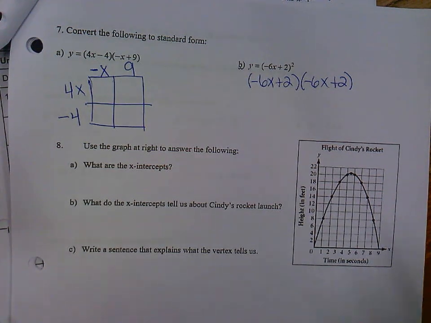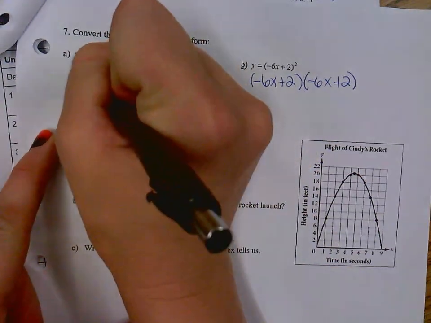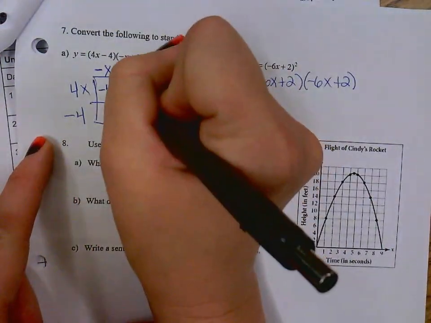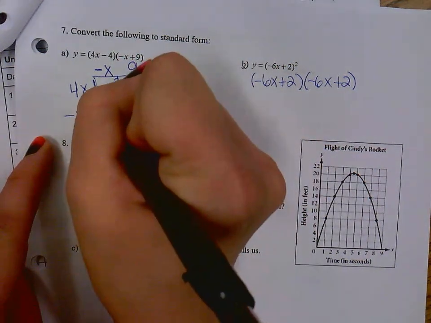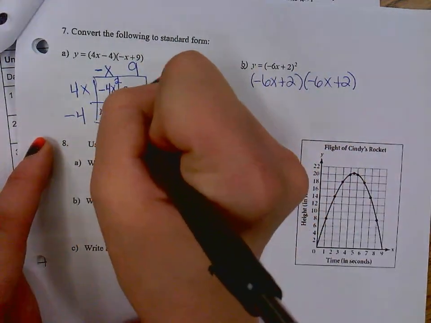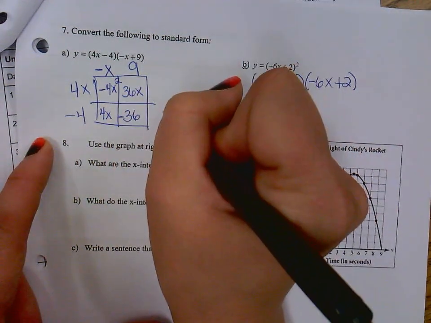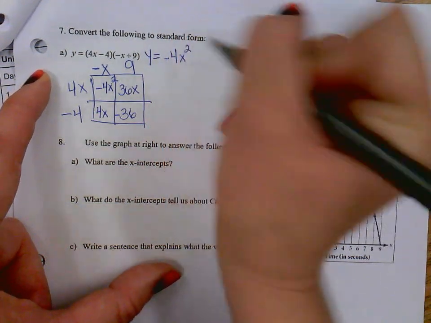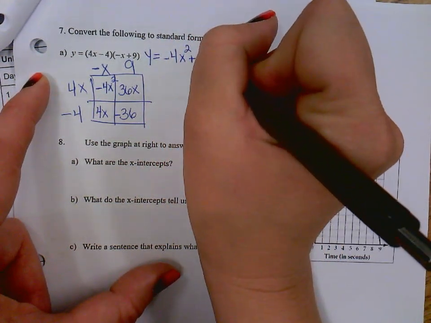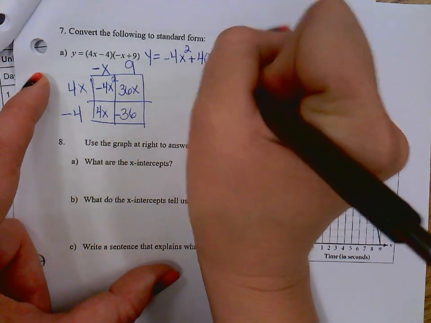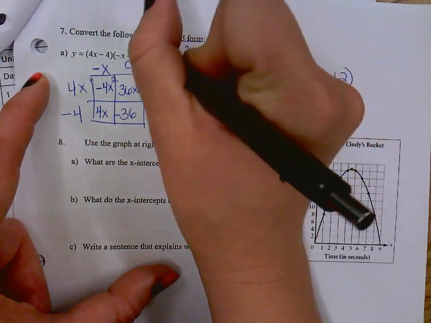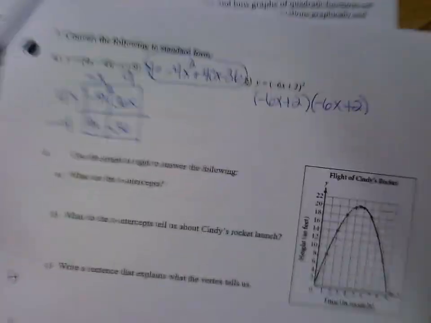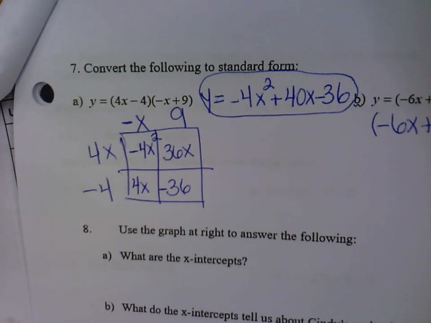I'm going to put up my 7a and make sure we have the right idea. This would be negative 4x squared. This would be 36x, positive 4x, and negative 36. So it'd be y equals negative 4x squared plus 40x minus 36. Is that standard form right there? So there's my number 7a.